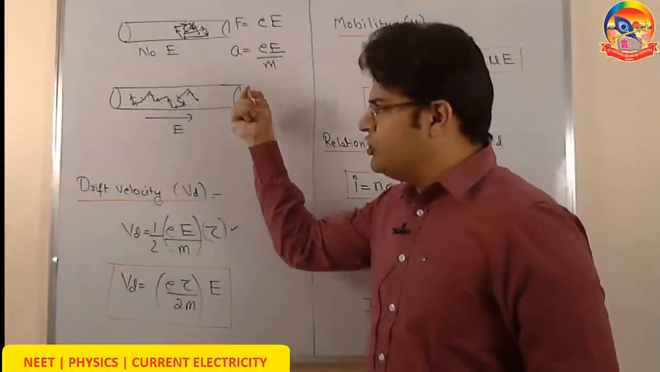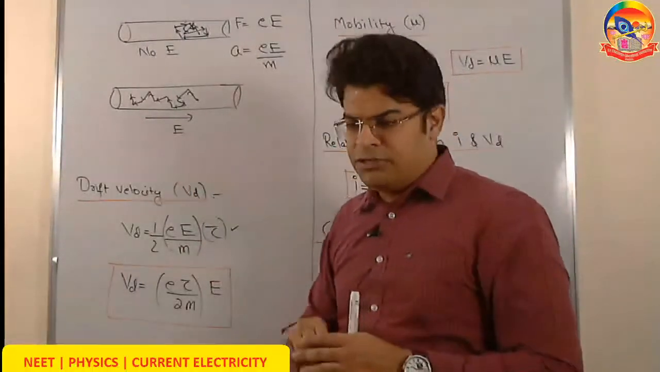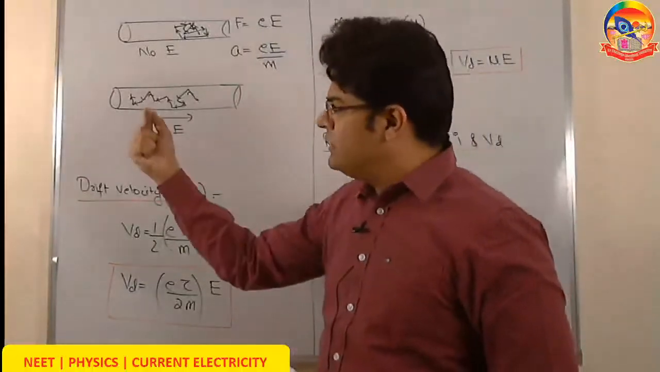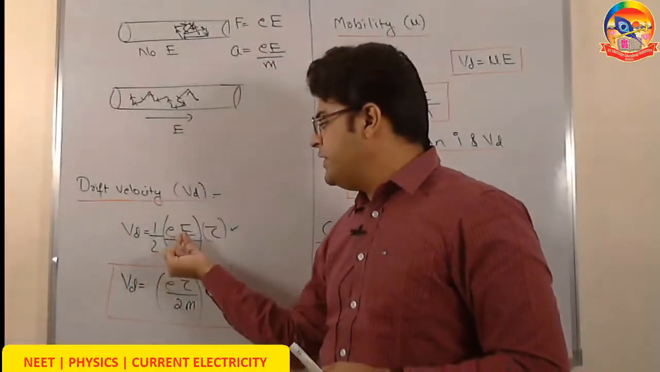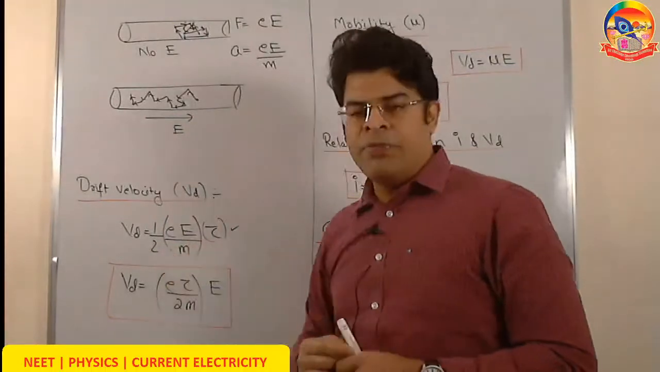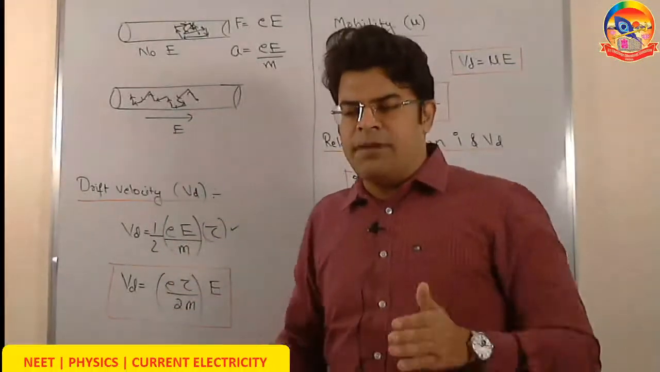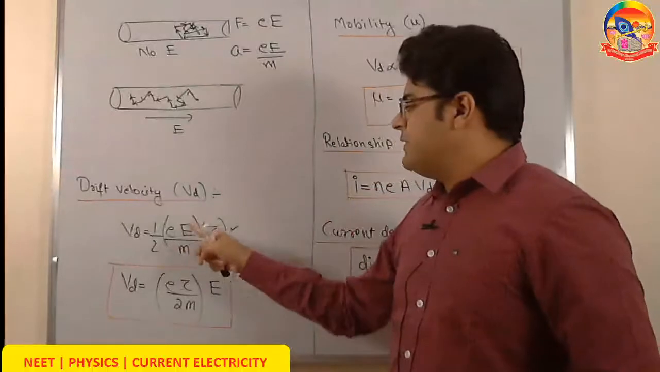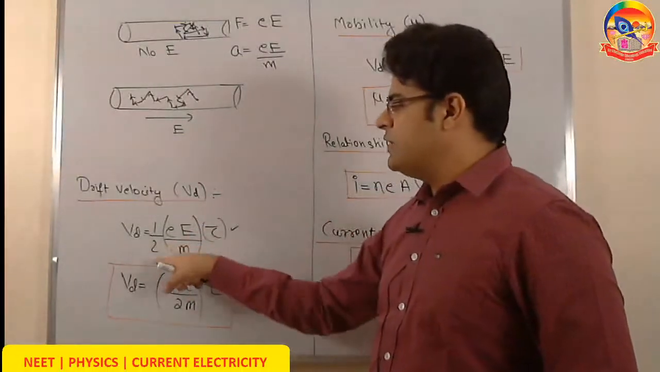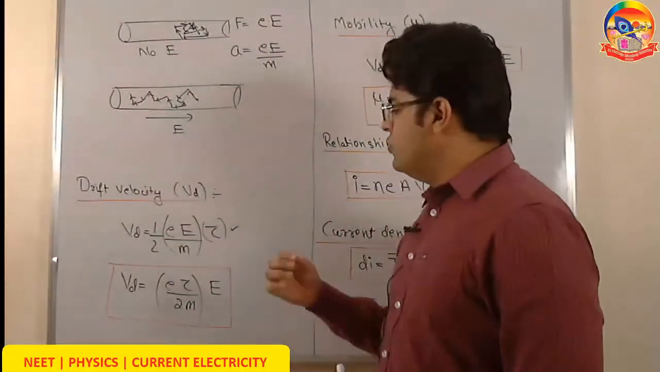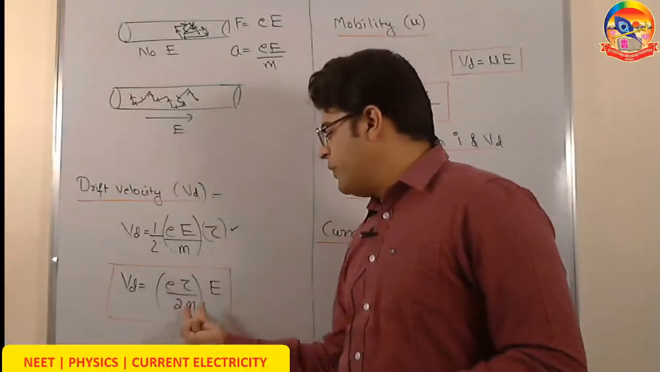After each collision, the velocity gets totally randomized till the time of the next collision. The velocity gained is eE by m into tau, acceleration into time. The average velocity has to be initial plus final by 2. So 0 plus eE by m into tau, divided by 2. That's why you get an extra term of half. So drift velocity comes out to be e tau by 2m into E.